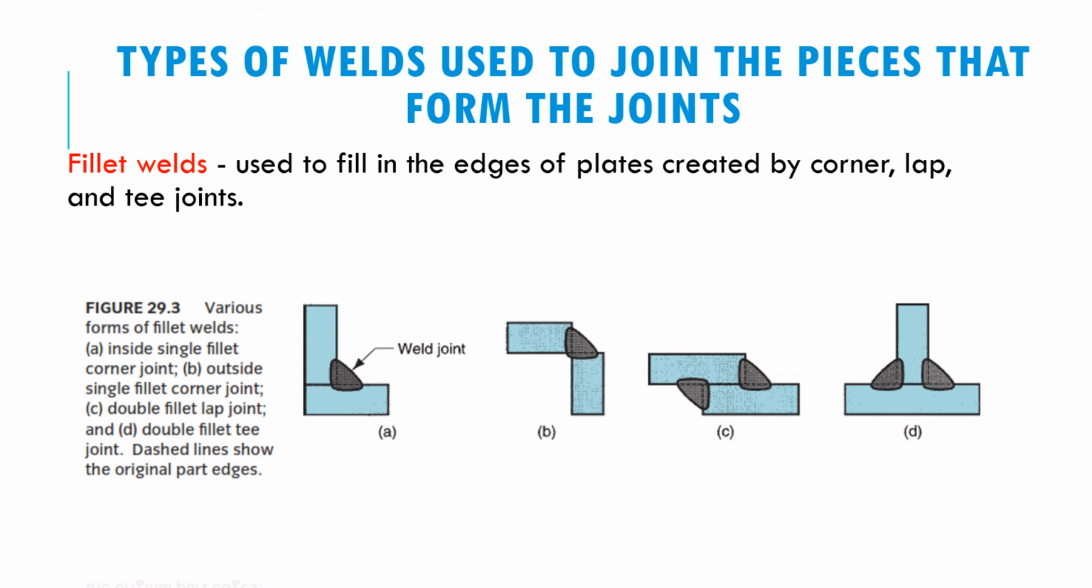Now let us look at the types of weld used to join the pieces that form the joint. The first one is the fillet weld. A fillet weld is used like this. If you can see, this is for a corner joint. It can also be used for the corner joint here. This one is an inside corner, and this is an outside corner, right? It can also be used for a lap joint, and it can also be used for a T joint.